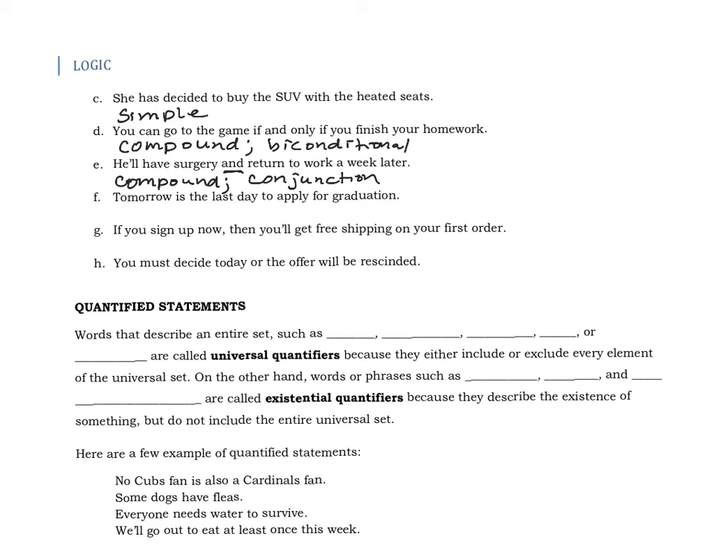Tomorrow is the last day to apply for graduation is just one idea. So that is simple. If you sign up, then you'll get free shipping on your first order. That's a pretty straightforward compound statement, specifically conditional. We see our if then. You must decide today or the offer will be rescinded. So that is clearly compound. It has two different ideas and it's a disjunction.